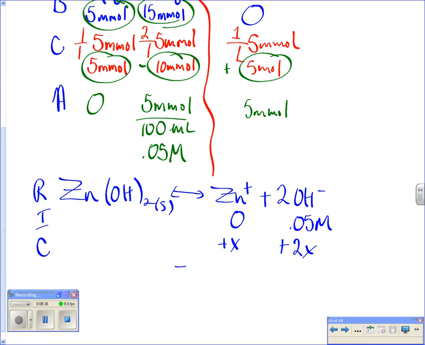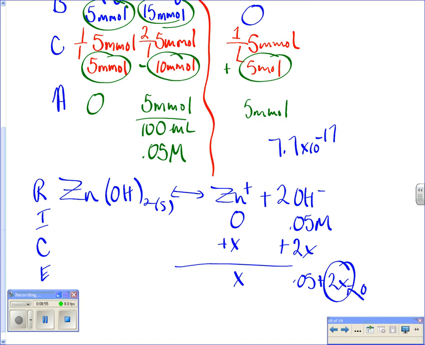So at equilibrium, I'm going to get x amount of this and 0.05 plus 2x the amount of that, but look how small our KSP is, 7.7 times 10 to the negative 17. That x is going to be so small that it won't matter, so we can omit it. So now we're ready to plug back into our equilibrium expression. Well, let's write that again, since I don't have it sitting right here.